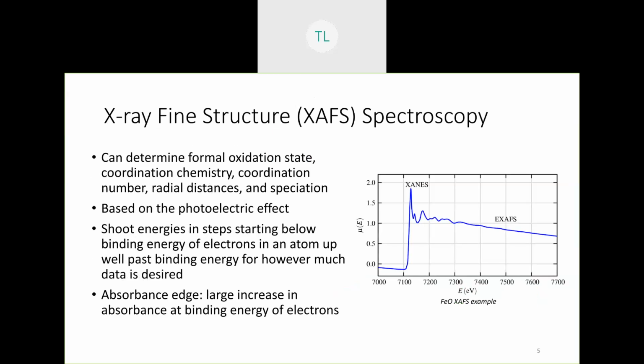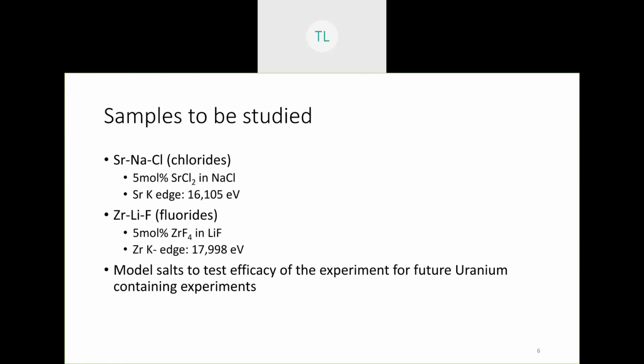How it works is we're shooting energies in steps, starting below the binding energy of electrons in an atom, up well past the binding energy, for however much data is desired. The phenomenon you're seeing in this graph to the right is an absorbance edge, which is a large increase in the absorbance at the binding energy of electrons. On the y-axis is absorbance, on the x-axis is energy. So here's the absorbance edge right here, and that basically is what the photoelectric effect is. You're seeing that phenomenon right there.